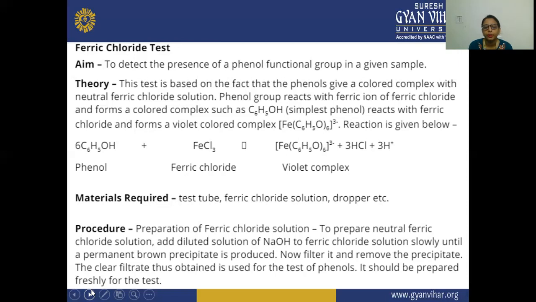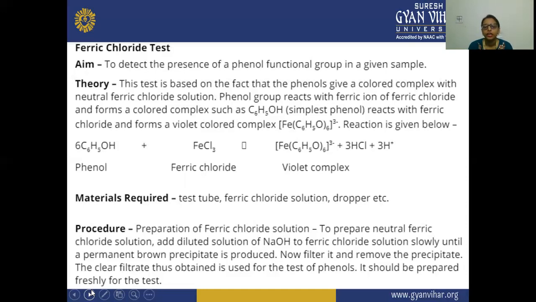Firstly we have to prepare the ferric chloride solution. For this preparation, we need a neutral ferric chloride solution, and to it we have to add a dilute solution of NaOH, which is sodium hydroxide, slowly, until a permanent brown precipitate is produced.